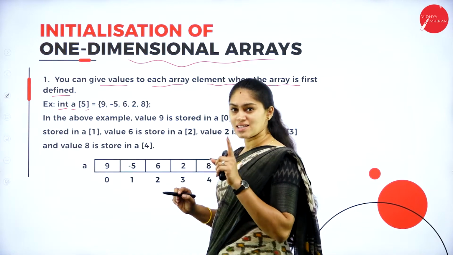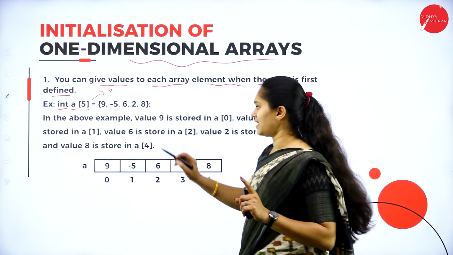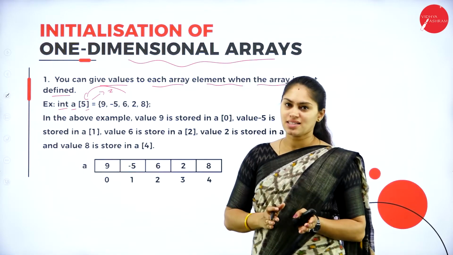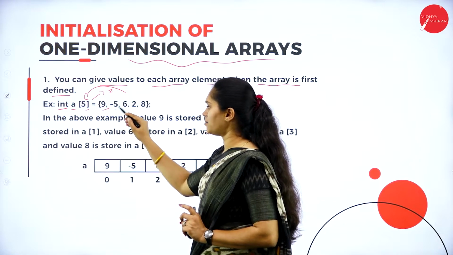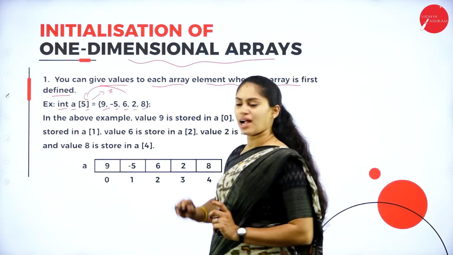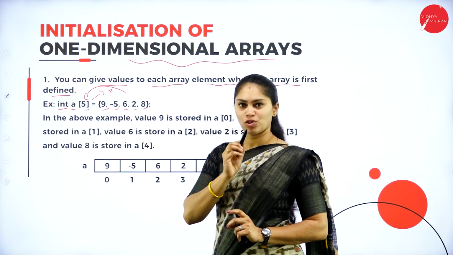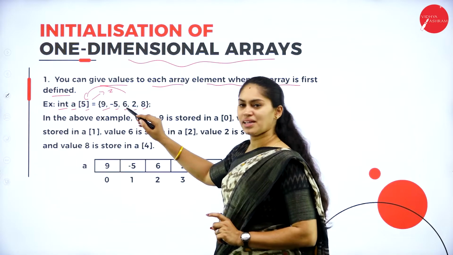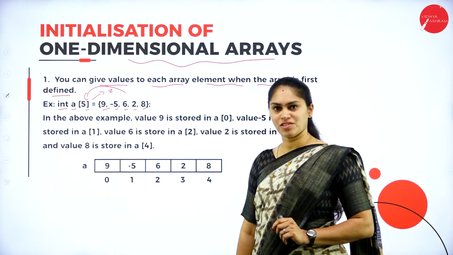So which are those elements? I am using the assignment operator, that is equals. So whatever is there on the RHS will be copied, or assigned, to the LHS. So here how many elements do I have? 9, minus 5, 6, 2, and 8. So 9 will be the first element, minus 5 will be the second element, 6 will be the third element, 2 will be the fourth, and 8 will be the fifth element.